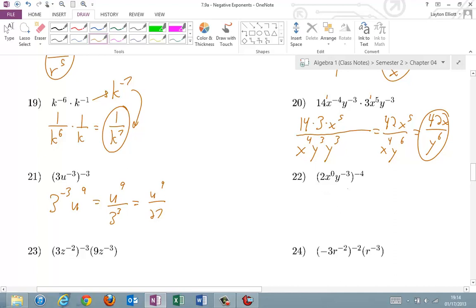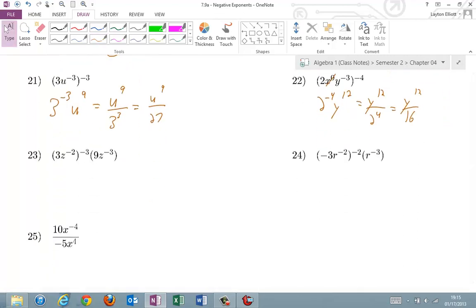22, I can do a couple of things here. First of all, I can cross out the x to the 0 because that's just equal to 1. Don't worry about that. Now the 2 remains. That's 2 to the negative 4th, y to the positive 12th. The power of powers rule. 2 to the negative 4th goes down to the denominator. The y to the 12th stays on top. So it's 2 to the 4th. Then I have y to the 12th over 16.